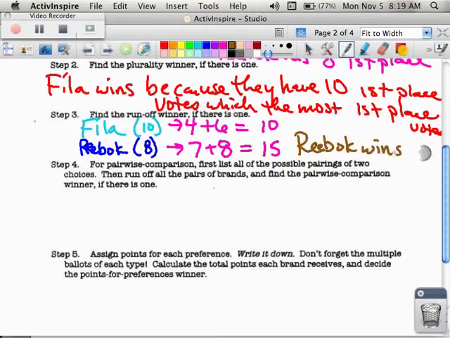Which is really strange when you think about it. This is what I was talking about a little bit earlier. 10 people said overall Fila was the best. But in the runoff, Reebok wins because they had more votes out of the top 2. So kind of a strange situation.